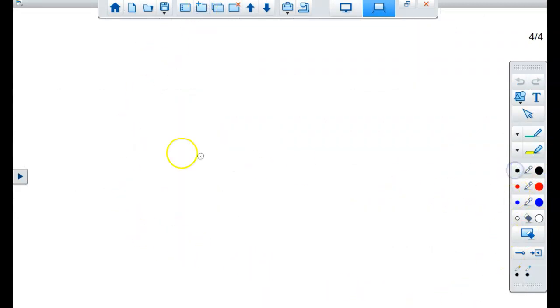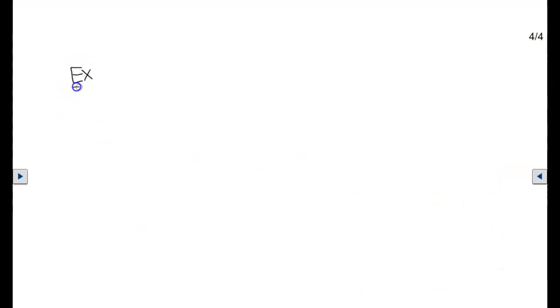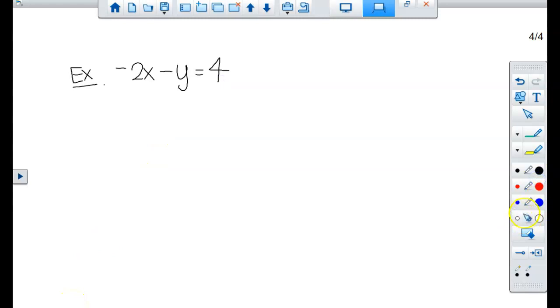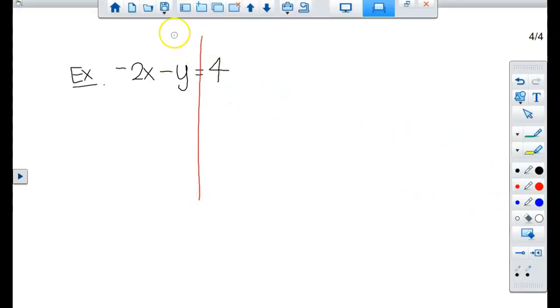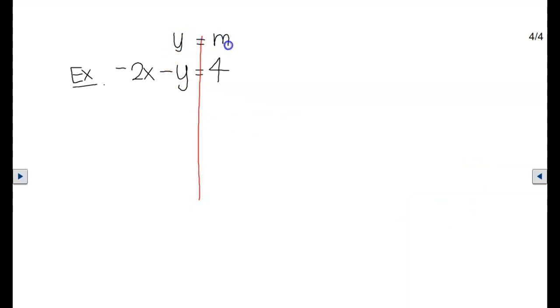Okay. Let's graph. Let's do negative 2x minus y is equal to 4. Negative 2x minus y is equal to 4. Now, the first thing we're going to do here is ask ourselves, is this equation y equals mx plus b? Is the y all alone? And you can clearly see that it's not. So we're going to have to fix this.